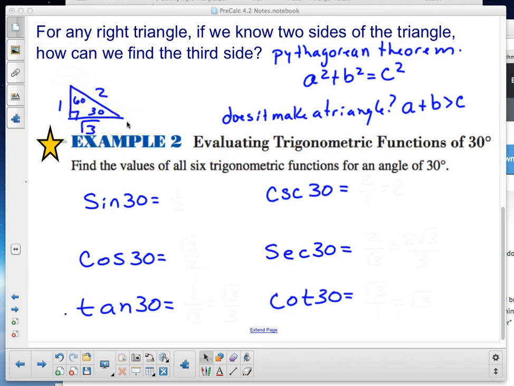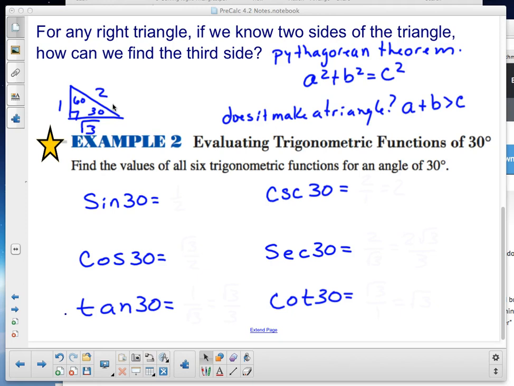Now keep in mind, with any triangle, we can compare the relative size of sides based on the angle opposite them. The longest side is opposite the largest angle, and the smallest side is opposite the smallest angle, thus 30 and 1, 60 and the square root of 3, and 90 and 2. So keep those things in mind. Those are things we learned in geometry.